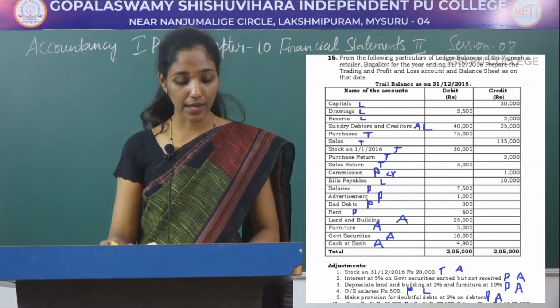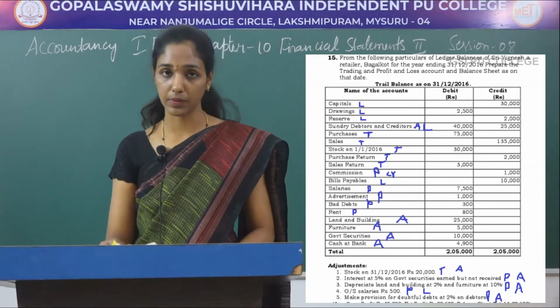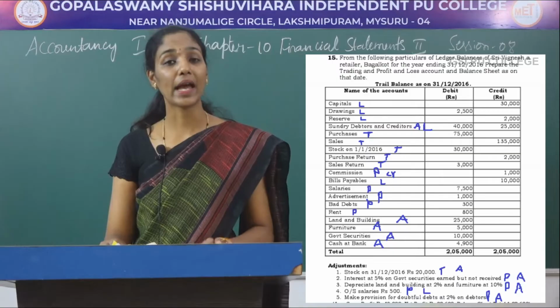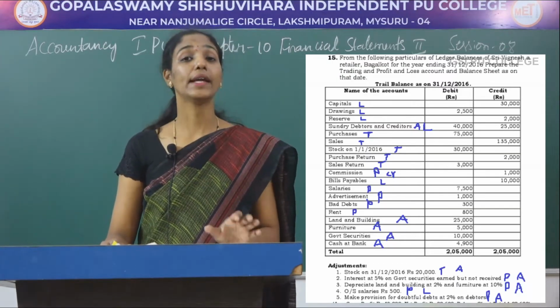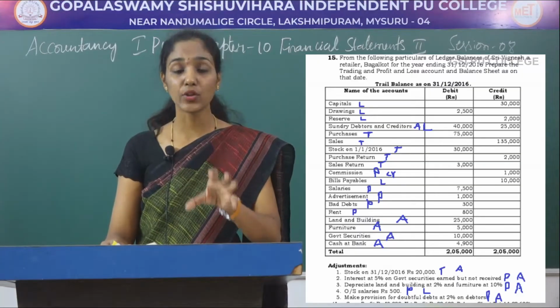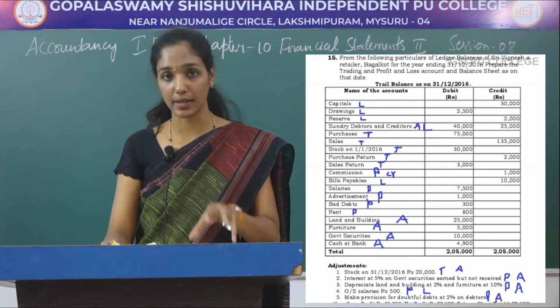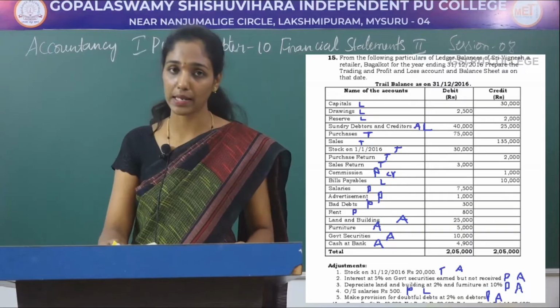Next, depreciate land and building and furniture at 10%. As usual, it should be calculated on the debit side of the profit and loss account, and it will deduct it from the actual market value of the asset on the asset side of the balance sheet.